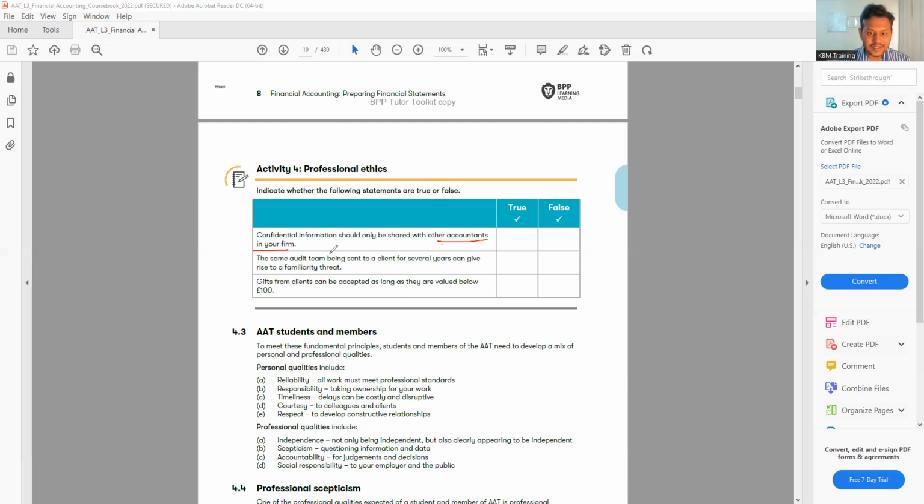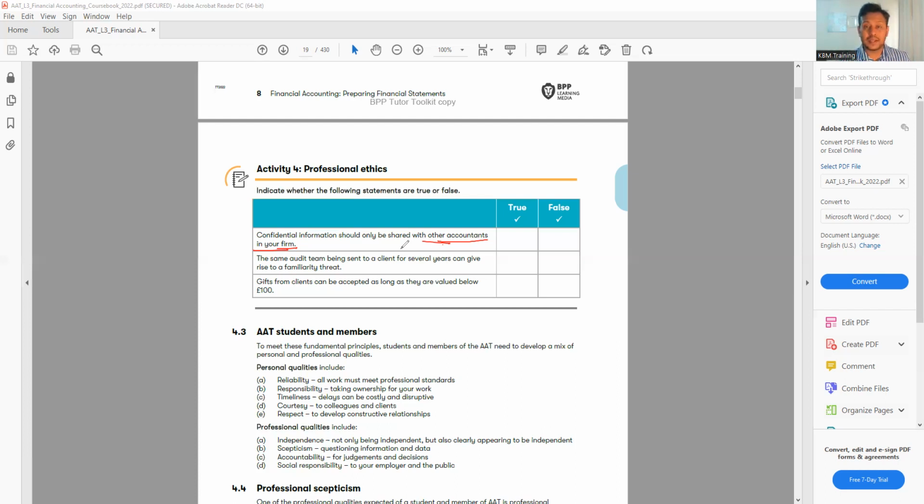Now, obviously, I need to explain how it works. Even though it says other accountants in your firm, when you work as an accountant, it is possible there are a lot of members in your own accountancy practice. For example, if you work for KPMG, you can see how many accountants they have, a lot. If someone works on your team, then you can share the information. But if someone works for another team, another accountant, even if both of you work for KPMG, you are not allowed to share this information with the other accountant.